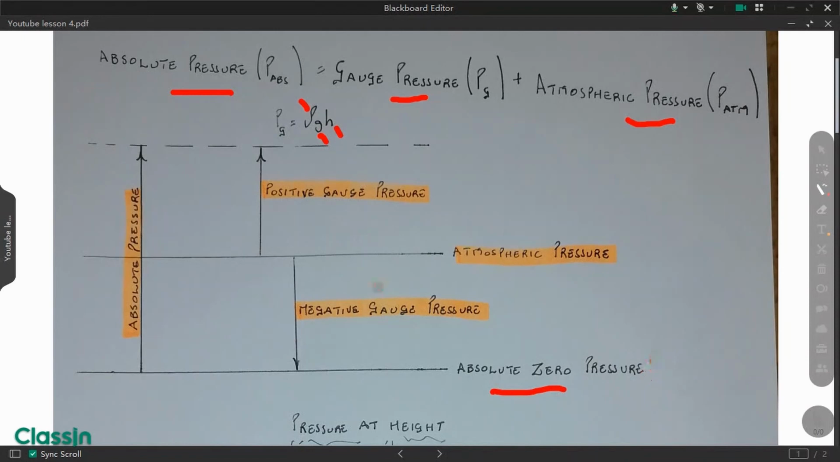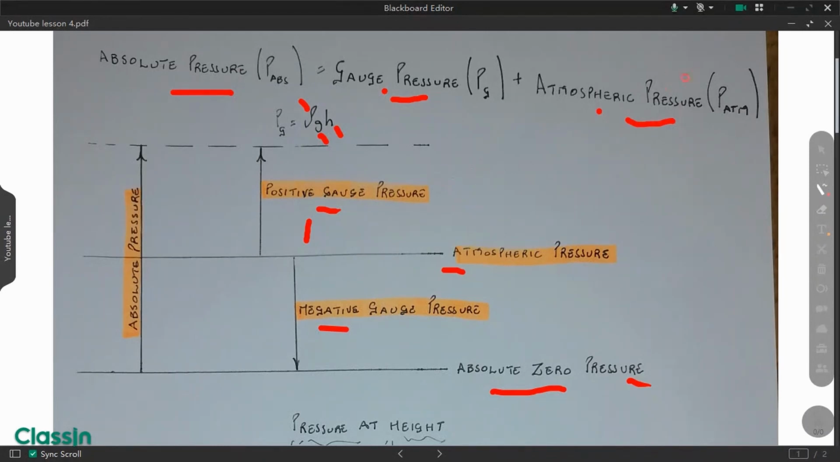Remember, the absolute pressure is the sum of gauge pressure and atmospheric pressure. This is where we find the perfect vacuum, the absolute zero pressure. On top of the atmospheric pressure is the positive gauge pressure here. And then below the atmospheric pressure is the negative gauge pressure, or the positive vacuum pressure. So the terminology might change, right? Remember, pressure changes with height. At a different altitude, you'll find a different pressure.